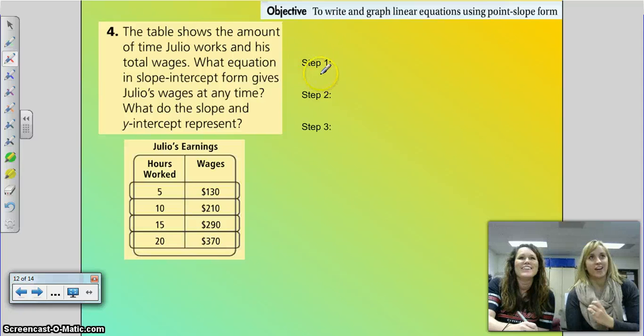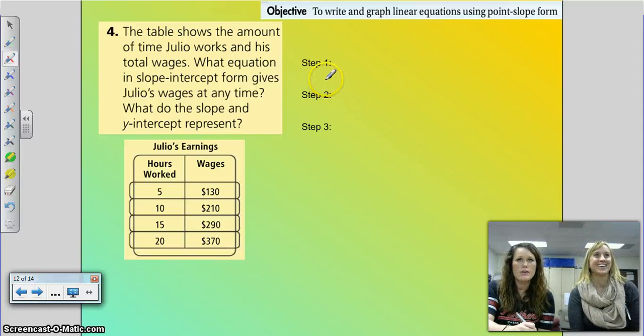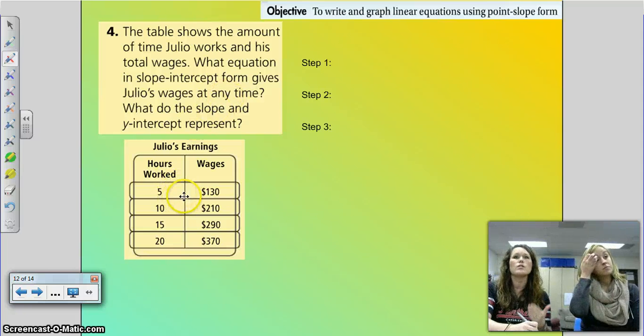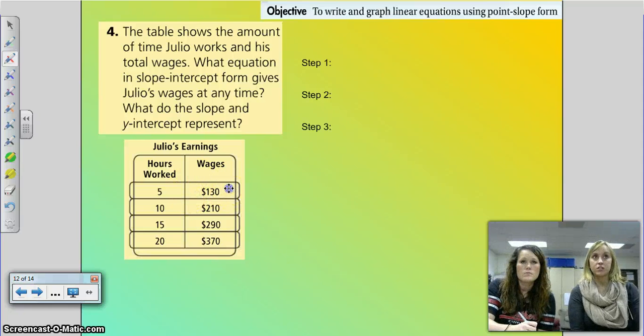The table shows the amount of time Julio works and his total wages. What equation in slope-intercept form gives his wages at any time? What do the slope and y-intercept represent? So let's start with point-slope form. I need to find my slope. So step 1, find slope.